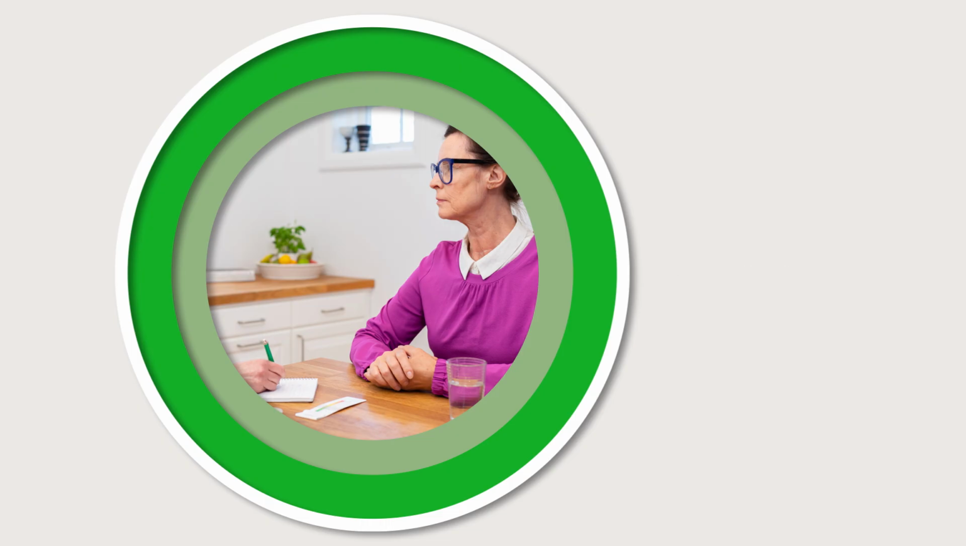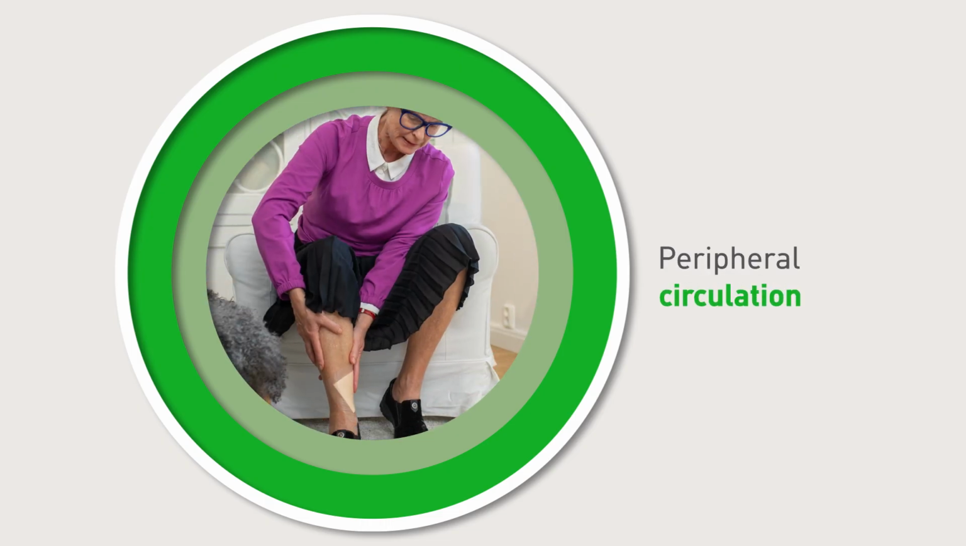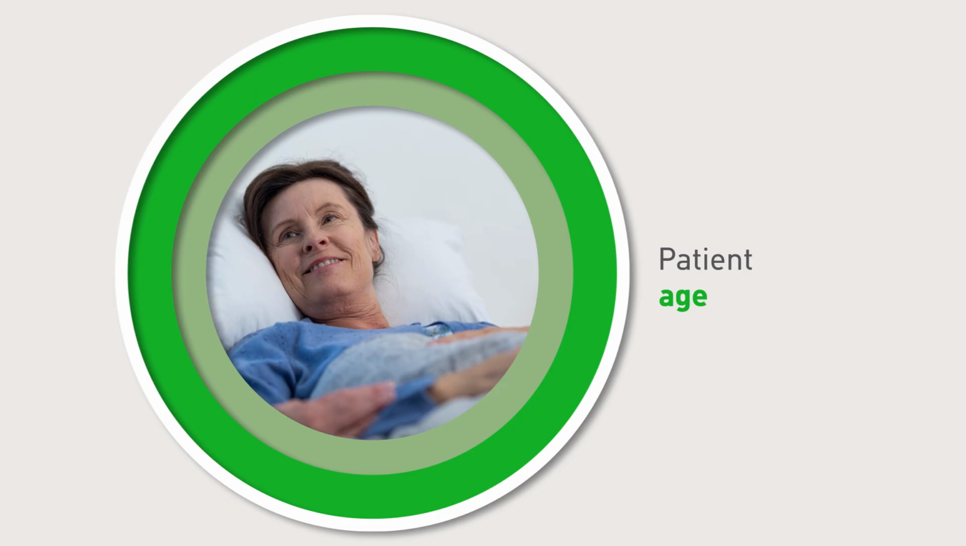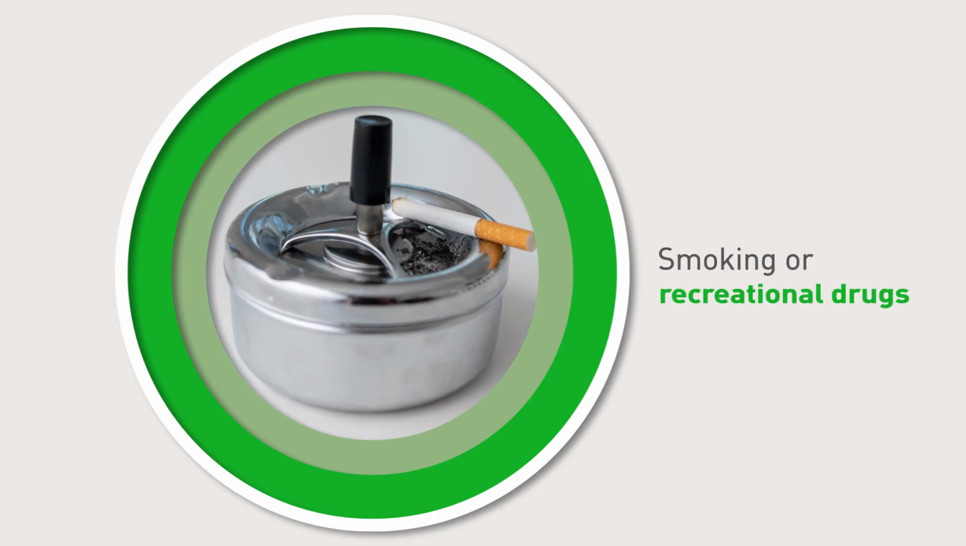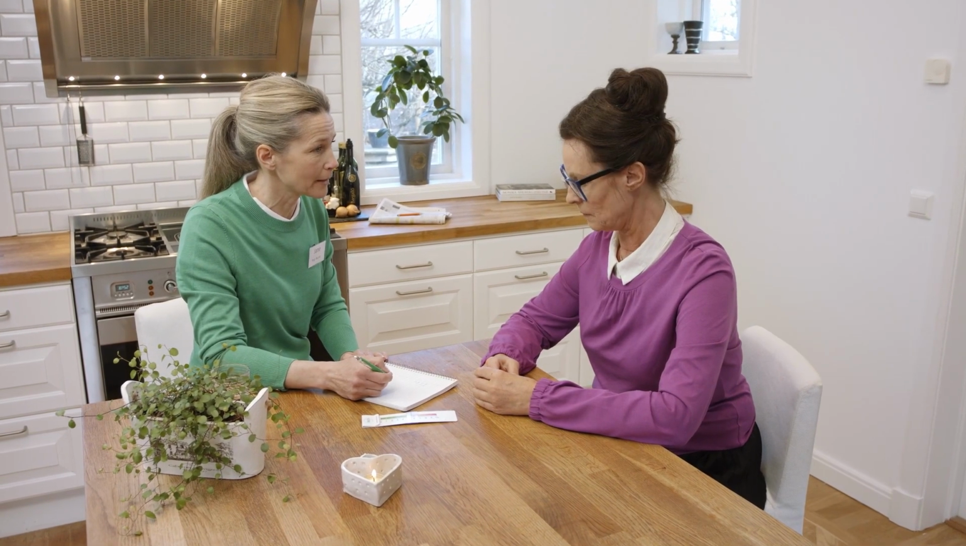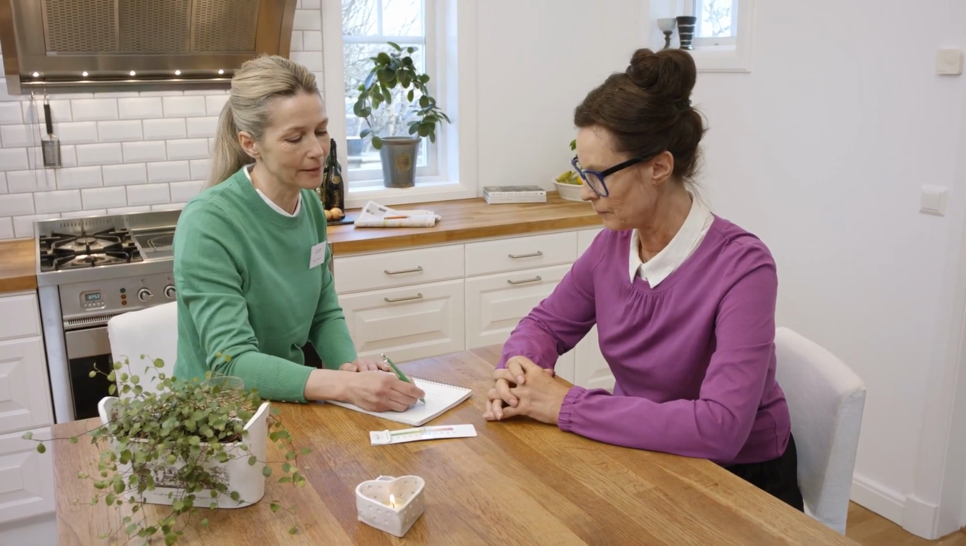We need to assess Mary's peripheral circulation by completing an ankle or toe brachial pressure index using a Doppler ultrasound machine. A person's age and other conditions such as incontinence, smoking, or taking recreational drugs can also delay the healing process. In order to establish this latter information, we have to ask some sensitive and probing questions and must be aware of how we approach these more delicate inquiries.